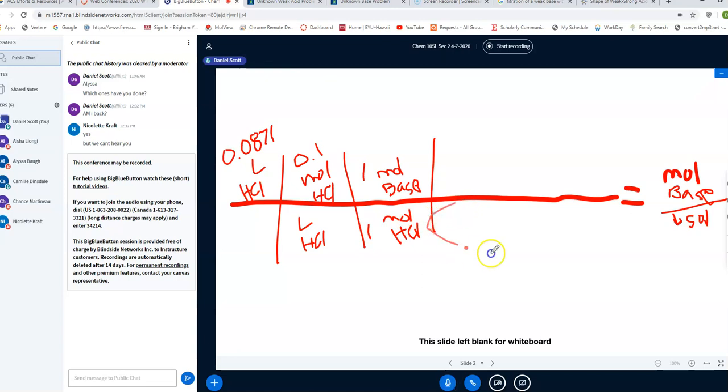Okay, what goes down here? Liters. Liters of what? The weak base, the unknown weak base. That's right. Very good. So, how many liters did we use? Do you know?